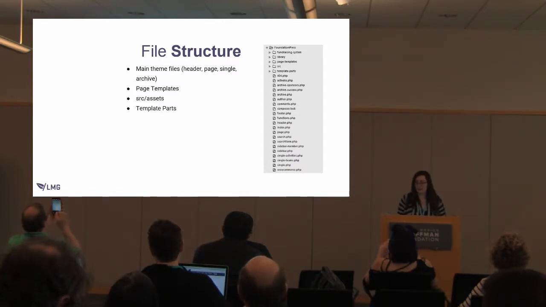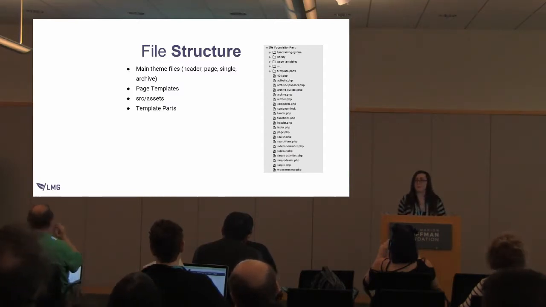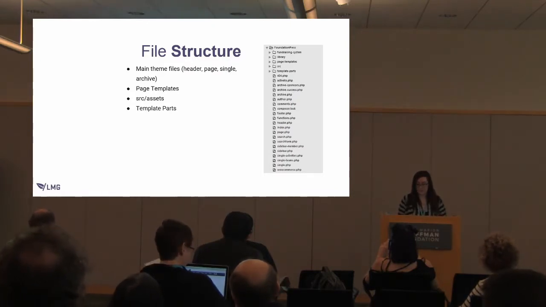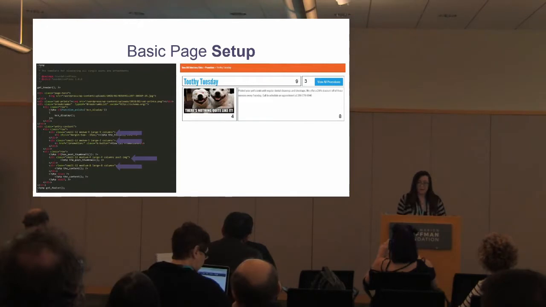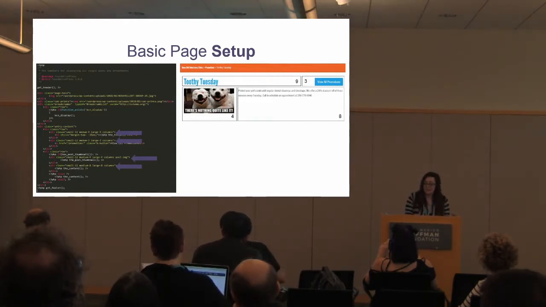So you have your main theme file, which is going to be your headers, your footers, archives, singles, things like that. Then you have your page templates directory, which is going to be the WordPress templates. Then you have your source directory, and then your template parts directory. So a basic page setup is going to look a little like this. I'm sorry if it's hard to see. You can access my blog post later and see it.